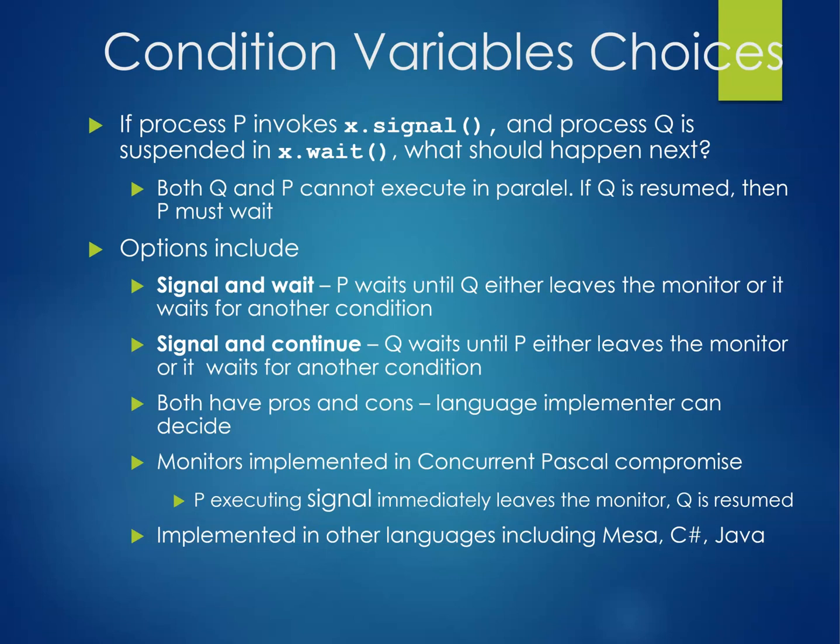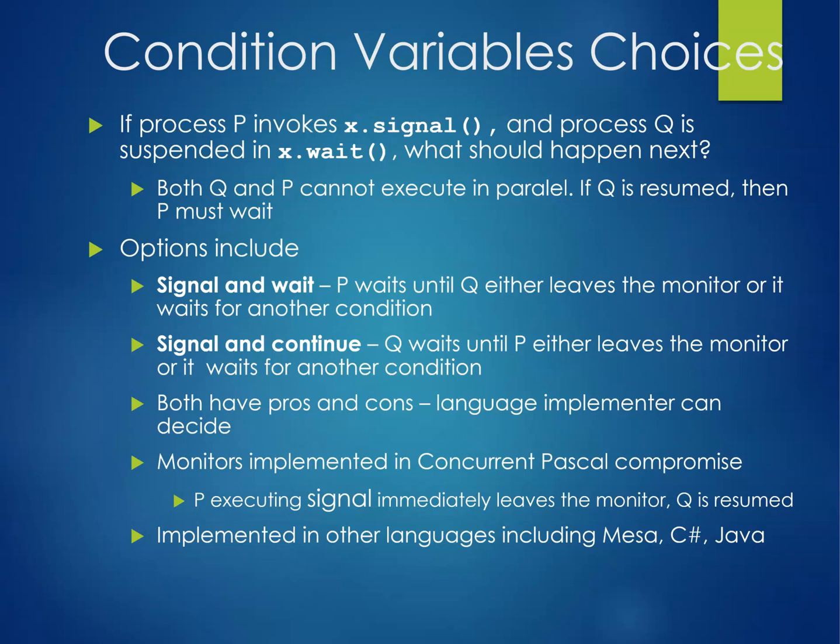So consider some variable choices. If process P invokes x.signal and Q is suspended in x.wait, what should happen next? Both Q and P can't execute in parallel. If Q is resumed, then P must wait. So we could signal and wait: P waits until Q either leaves the monitor or waits for another condition. Or signal and continue: Q waits until P either leaves the monitor or waits for another condition.